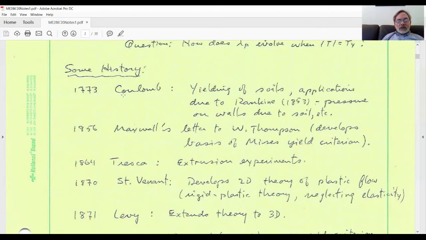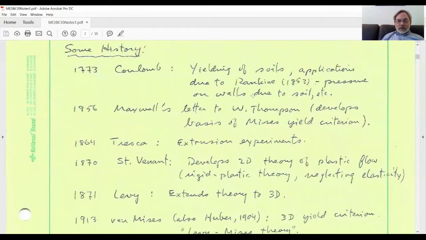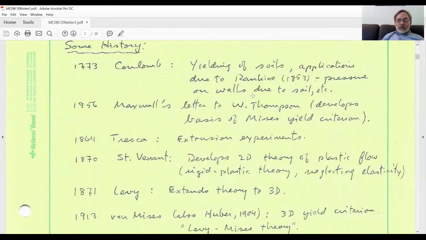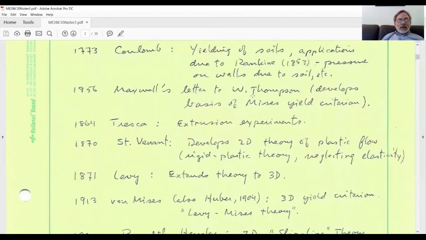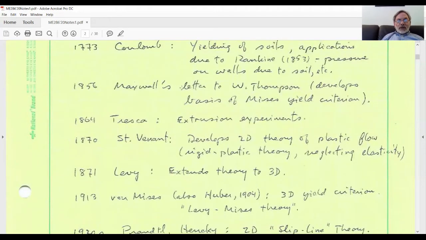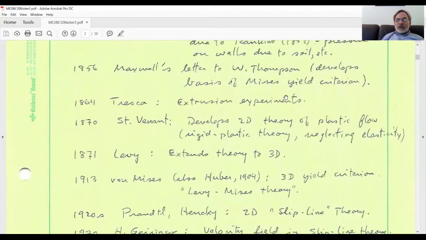Plasticity has a very long history. I think it begins essentially with Coulomb, who was interested in the yielding of soils, plasticity of soils, in the context of geomechanics. Much later, there was a significant development in which Maxwell, the same Maxwell that you know from electromagnetism, wrote a letter to someone named Thomson, in which he develops the basic idea that was later to become known as the von Mises yield criterion, to decide at what state of stress a material yields.